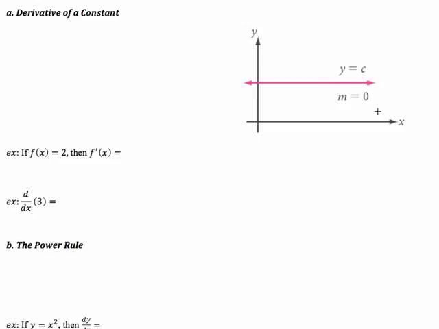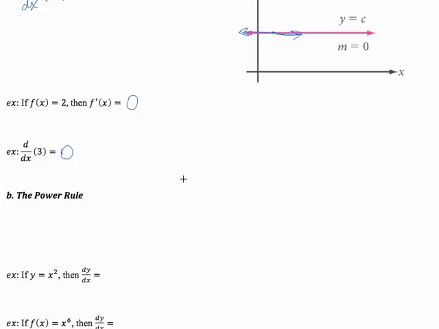So the first is the derivative of a constant. Here's the graph of y equals a constant, and you'll notice that its slope is 0. And so therefore, the slope of every tangent line anywhere is also 0. Okay, so the derivative of any constant, where c is a constant, is 0. So if f of x is 2, for example, you have the function just plain 2, then f prime of x is 0. Or the derivative of 3 is 0. Simple.